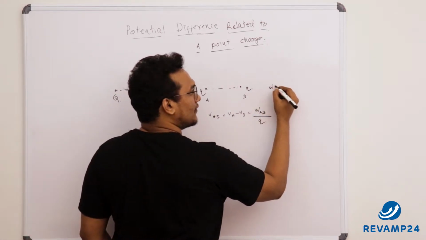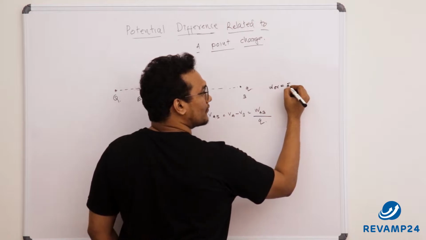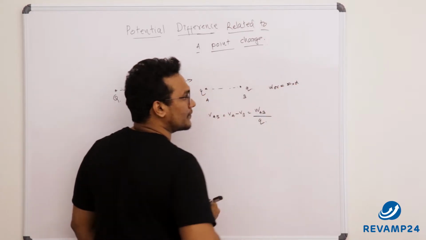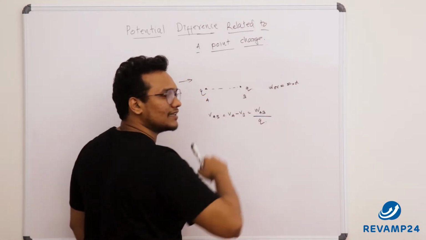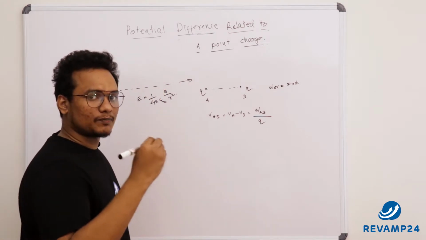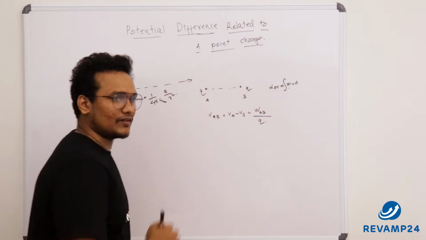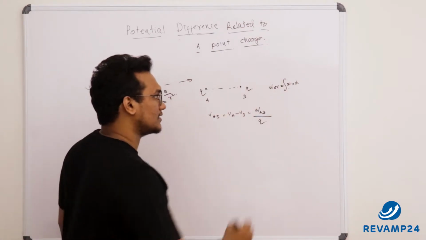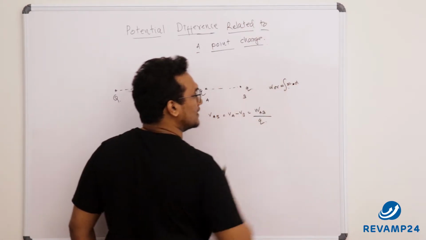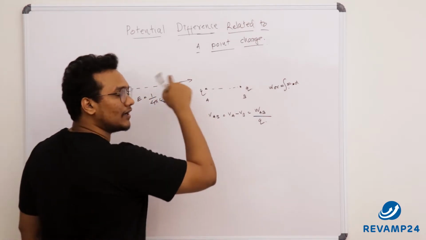So in this case, we can't simply multiply the electric field with displacement. We can find the value of work done as force into displacement, but when the force is varying with respect to position, then we have to integrate. Clear? We can't simply multiply. So this is F dot dr, a dot product basically. So in this case, we have to integrate.